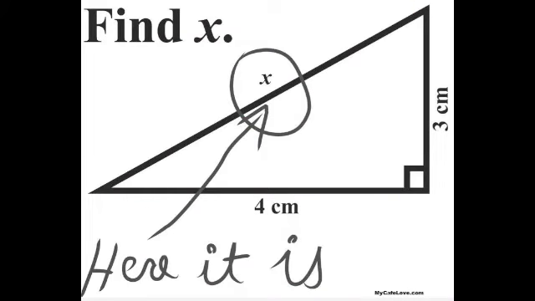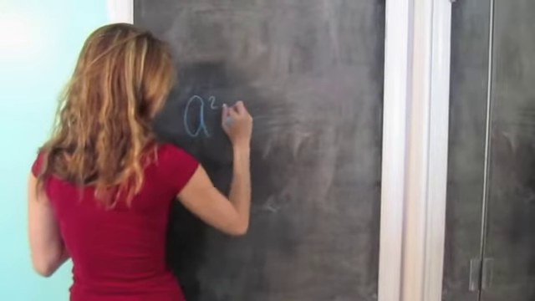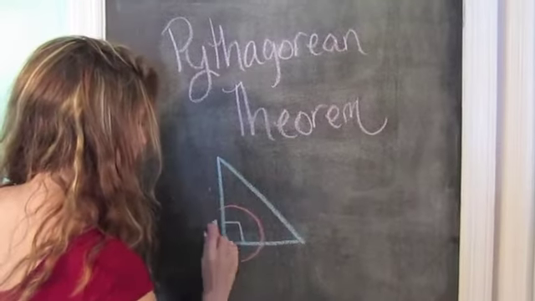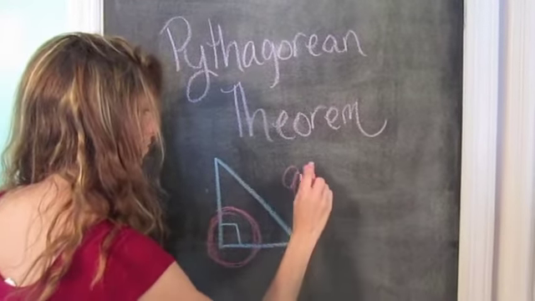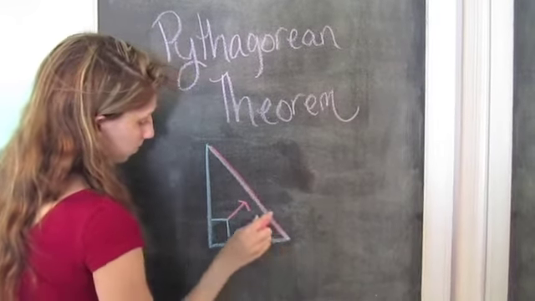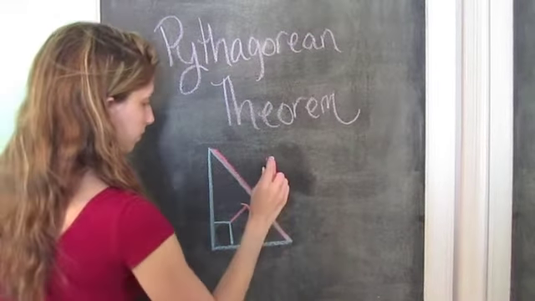This theorem is used to find the missing side of any right triangle. The equation for the theorem is a squared plus b squared equals c squared. This theorem is only applicable to right triangles. The longest side of the triangle, known as the hypotenuse, is located directly across from the right angle. It is always labeled C.